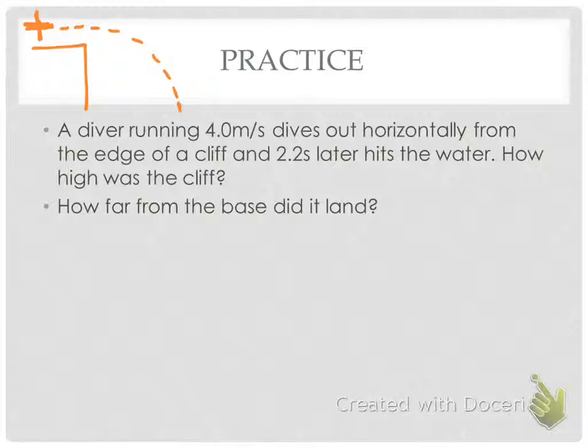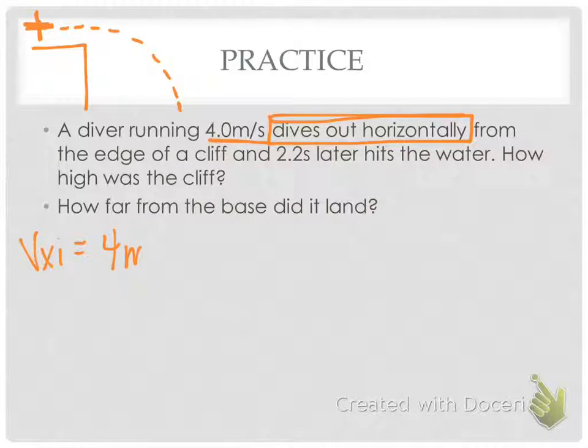All right. So this piece of information here that tells us he dives out horizontally, what does that tell us about our 4 meters per second? What variable does that tell us? Good. Initial horizontal velocity, v sub x i, either way. Okay, 4 meters per second. What other variable does that automatically tell us? Good. Initial vertical velocity, and that's equal to 0. Very good.